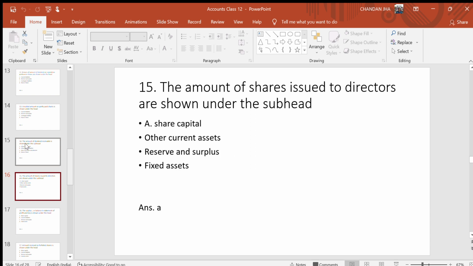Question number 15. The amount of share issued to directors is shown under the subhead. A. Share capital. B. Other current assets. C. Reserve and surplus. D. Fixed asset. The correct answer is A. Share capital.